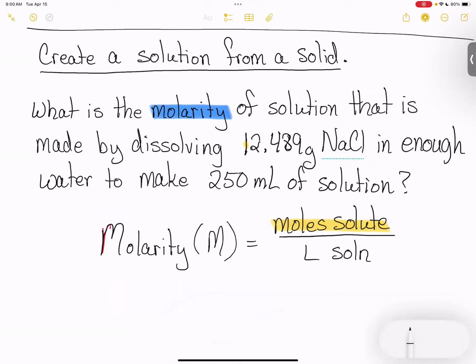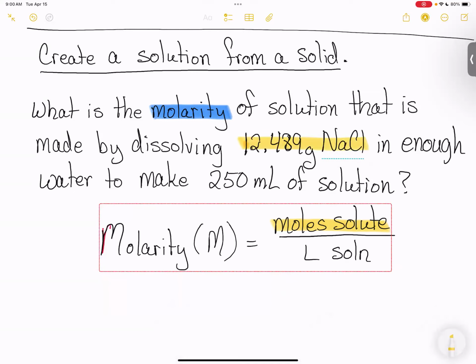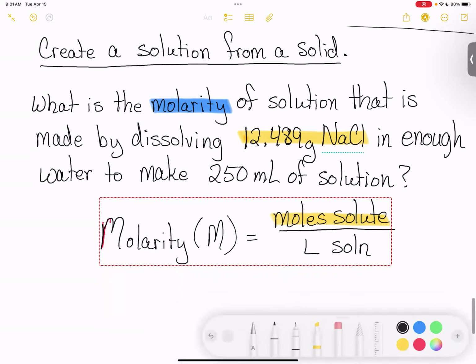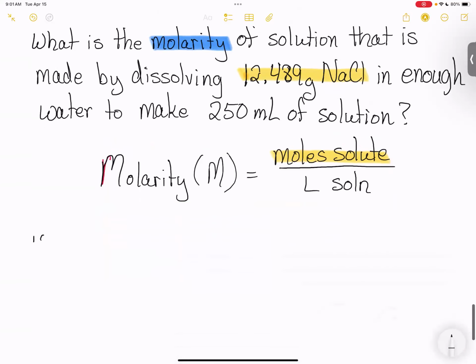The solute in this solution is sodium chloride. So that means I'm going to take 12.489 grams of sodium chloride, and I have got to get that into moles of sodium chloride.